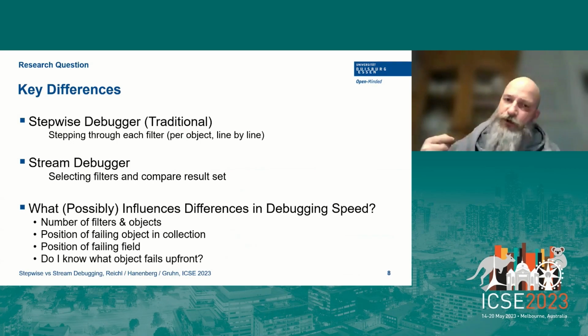So if failing objects appear very early, stepwise debugging probably is easy. If it appears late, we probably have more effort in using the debugger. The position of the failing field also probably plays a role. And the last point, which finally turns out to be one of the dominating things, is whether or not we know the problematic objects upfront before we do the debugging steps.